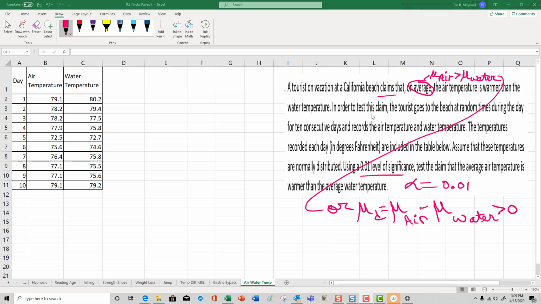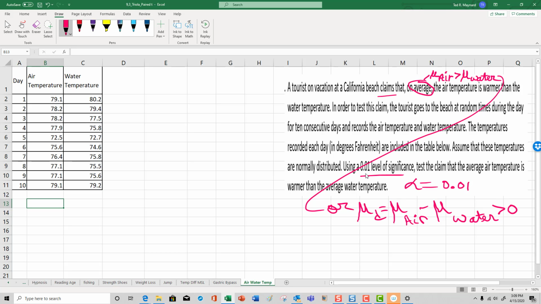To test the claim, the tourist goes to the beach at random times during the day for 10 consecutive days and records the air temperature and the water temperature. The temperature is recorded each day in degrees Fahrenheit, and these are shown in the table. Assume these temperatures are normally distributed. That is a requirement for this test.